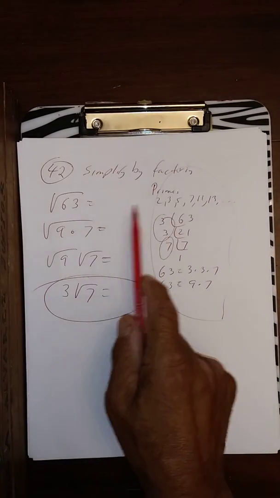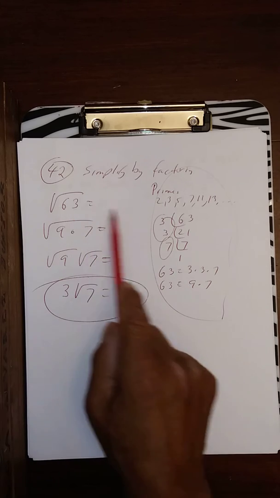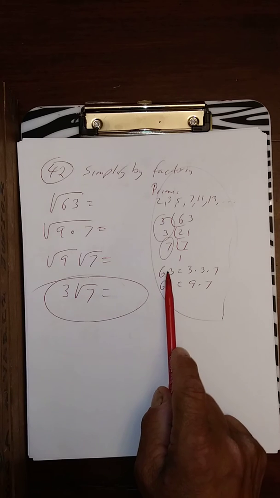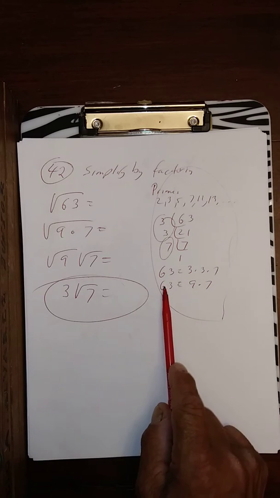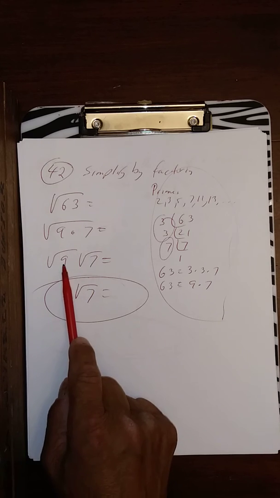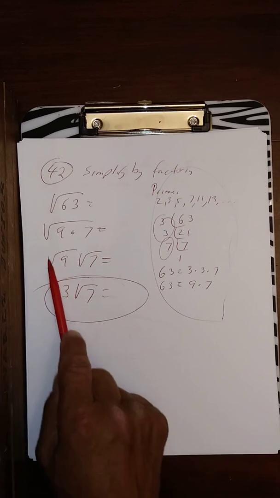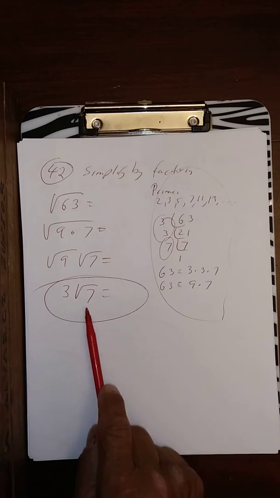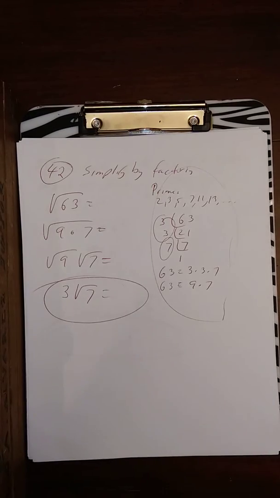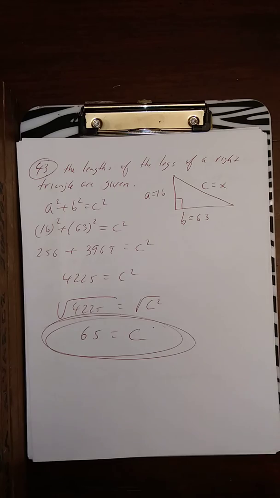Simplify by factoring. Alright, let's do the prime numbers first. 63: 3 divides it, 3 divides it, 7 divides it. So 63 is 9 times 7. This converts to the square root of 9 times the square root of 7, and the square root of 9 is 3. Bring the 7 down, square root of 7. Alright, next one.